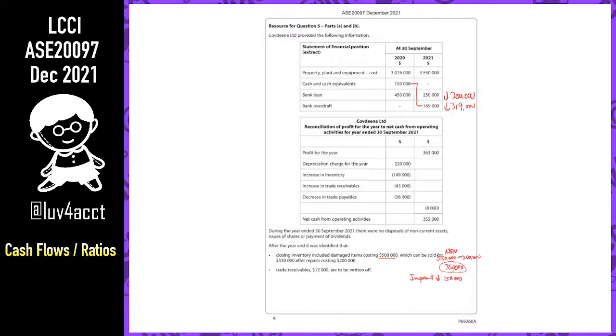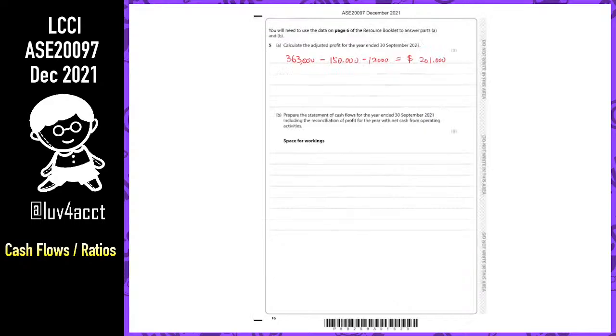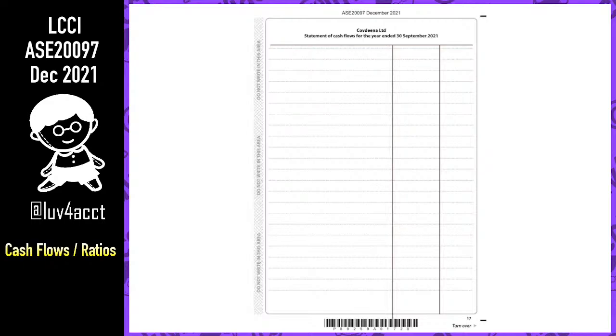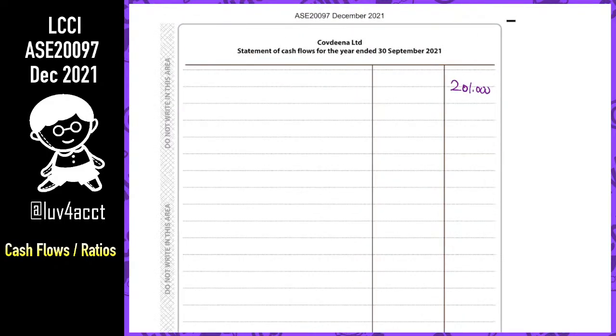Okay, next part. We have the statement of cash flows, including the reconciliation part. We will start with 201,000. I just write the figure and I now have to write back the description. The first one would be cash flows from operating activities.